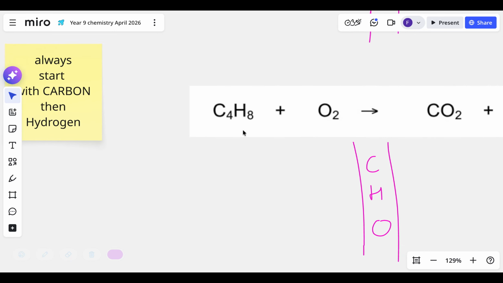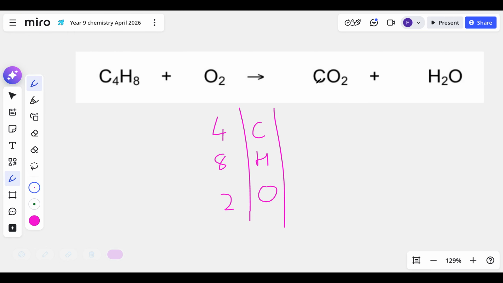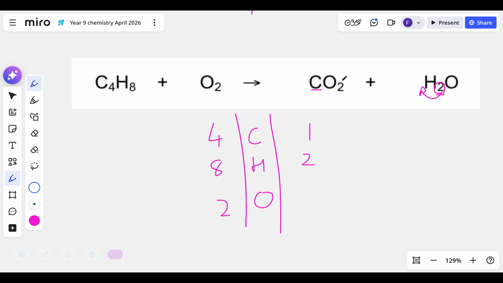All right, so carbon. Well, let's do the numbers first. Carbons on the left-hand side, I've got 4. Hydrogens, I've got 8. Oxygens, I've got 2. All right, on the right-hand side, carbons, I've got 1. Hydrogens, now remember that 2 is for the symbol before it, 2 hydrogens. Now I've got to be careful with the oxygens. I've got 2 oxygens here, and 1 oxygen there. So it's 2 add 1.